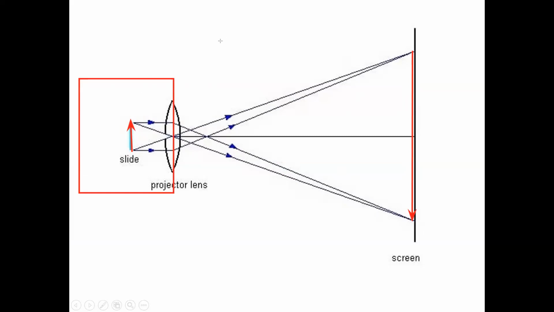But that is also a real image. Why do we call it a real image? Because when the light rays are refracted, they intersect by themselves. If the light rays intersect by themselves, the image formed is referred to as a real image. So this is also a real image. Real images can be seen or can be taken on a screen.